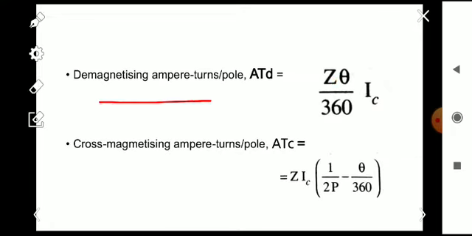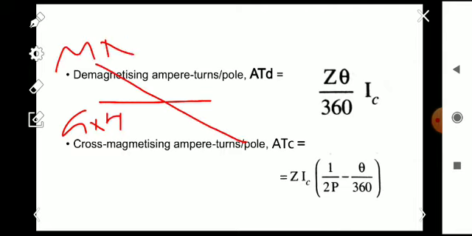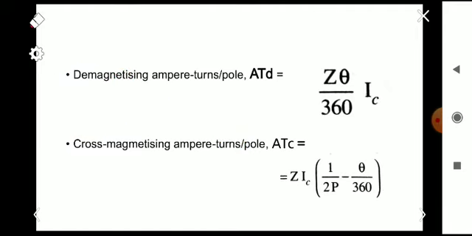This is the geometrical neutral plane. We know that due to the armature reaction, the MNP is shifted like this. This will be the MNP, the magnetic neutral plane. So we have to place the brushes along the MNP. This is the shift and this is the angle theta. This is the equation for both demagnetizing and cross magnetizing ampere-turns, and here IC is the current per conductor.